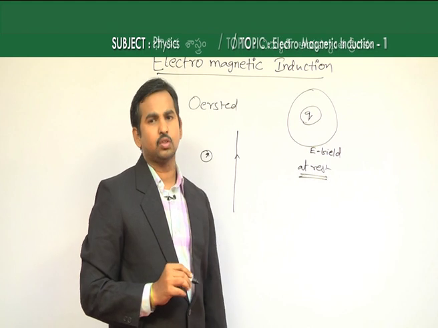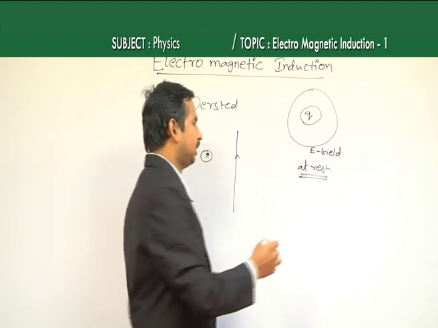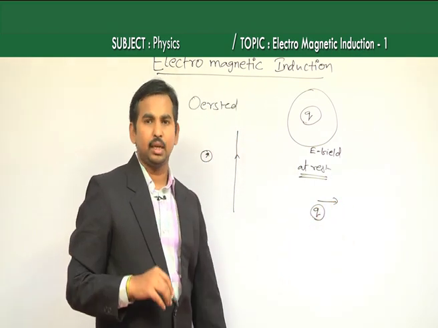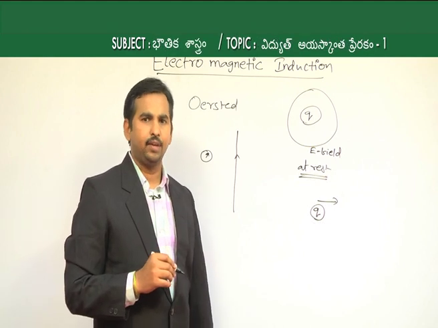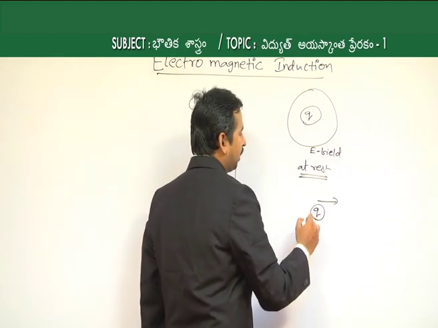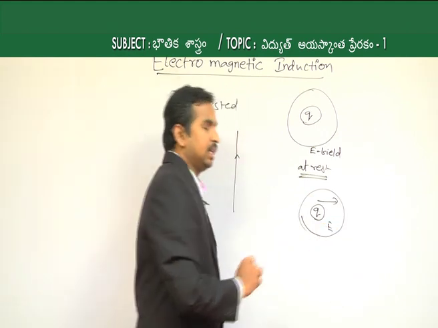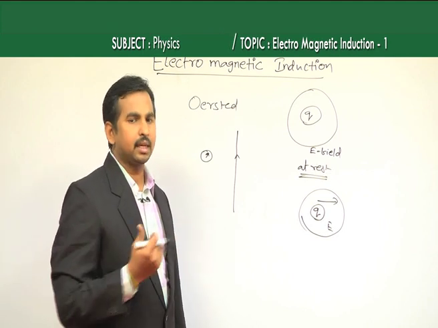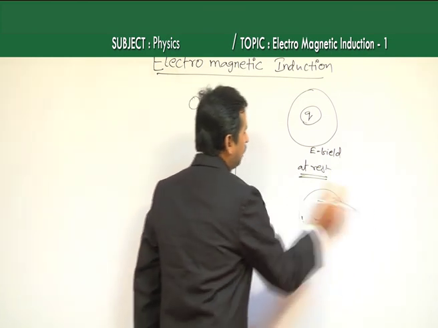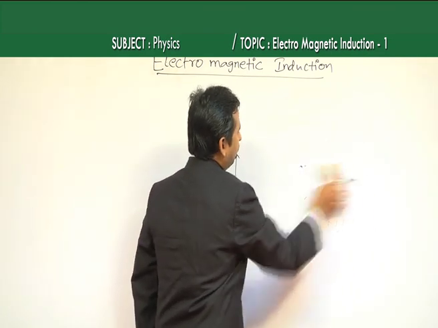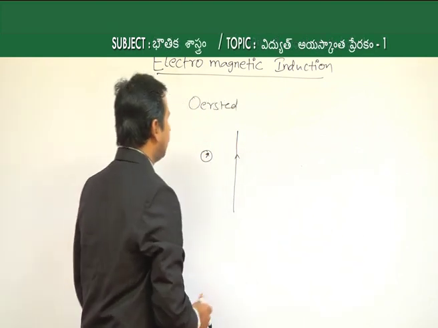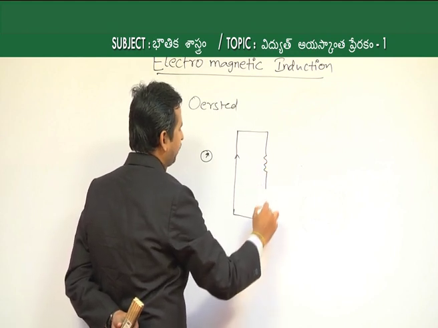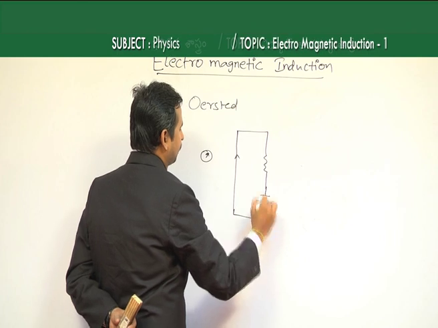But once the charge starts moving, if it is gaining acceleration, then around that there is not only the electric field, we also get a magnetic field. Around that we have the electric field as well as the magnetic field present. This is what was discovered by Oersted. In his activity, he used a current carrying wire like this, a current carrying wire connected to a battery like this.